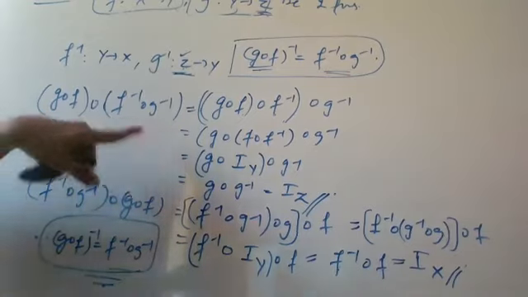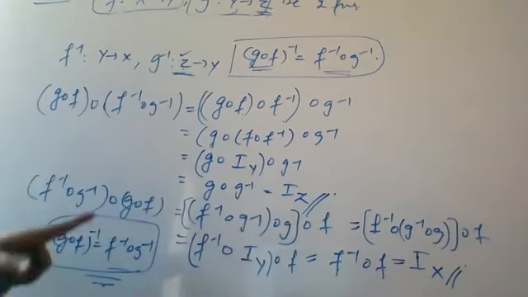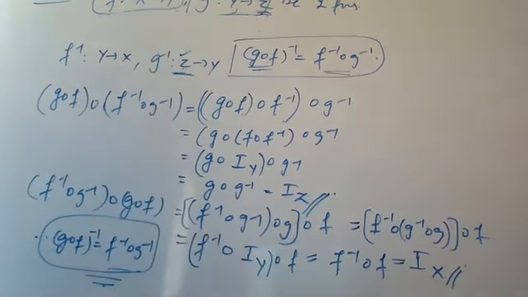Using both the concept, this is equal to Iz and this is equal to Ix. Therefore, you have G composition F the whole inverse is equal to F inverse composition G inverse. That is clear? Clear up?